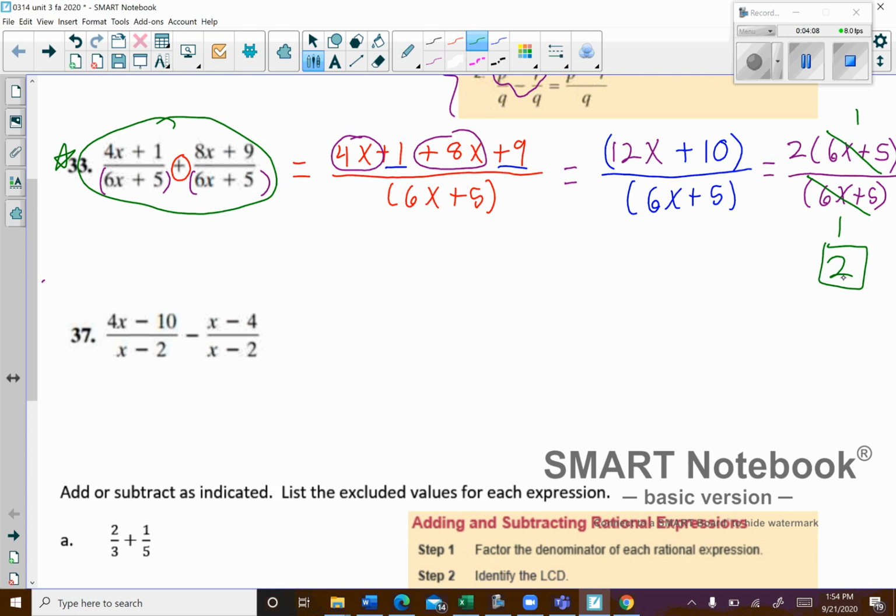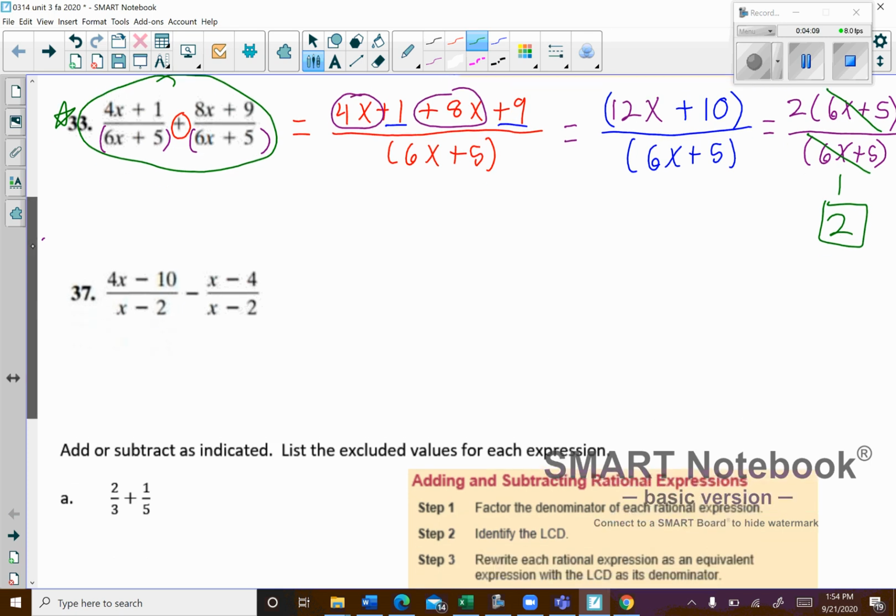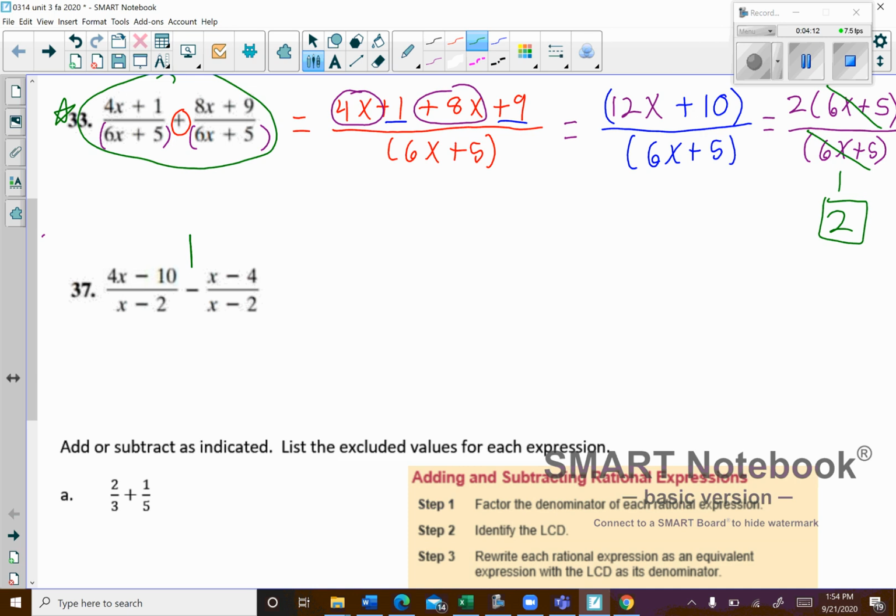Okay, let's look at 37. The only difference between 37 and the previous ones, I have a subtraction right there. So you're going to have to be a little careful here. I do have a common denominator already, so I'm ready to go. So I'm going to have a 4x minus 10, and then I have to subtract. Now this is where it's a little tricky.